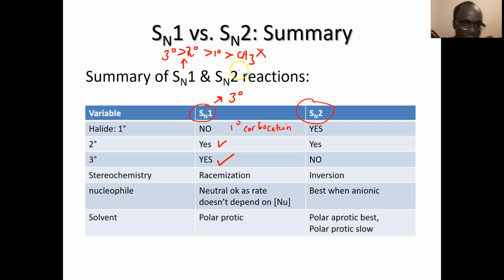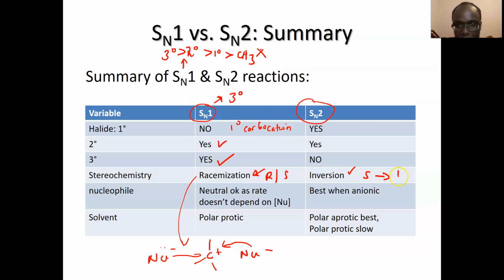Remember, SN1 prefers tertiary over secondary, over primary, over methyl substrate, halide or carbocation. Now, SN1 leads to formation of a carbocation, which will be planar. So the nucleophile can attack from the right or from the left. So that's how you get racemization, where you'll have an equal R and S product mixture. For SN2, you just get an inversion. If you start with an S, you get an R product. If you start with an R reactant, you get an S product. Because the nucleophile attacks from the back, that's how you get inversion.